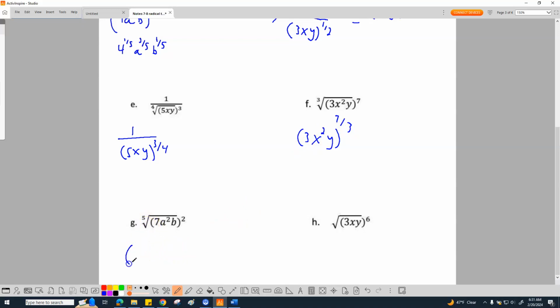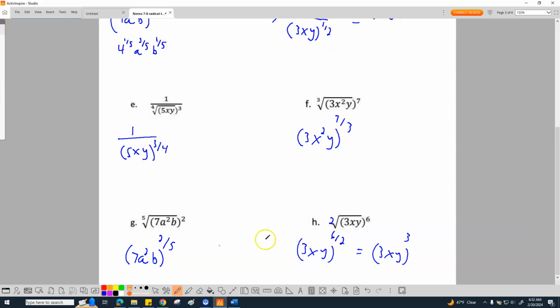So now here we go. I'm going to write this one. 7a squared b raised to the power of 2/5. And again, you can expand that if you wanted to. You'd end up with 7 to the 2/5, a to the 4/5, and b to the 2/5. If there's nothing here, there's a 1. Don't forget that. So now I have 3xy raised to the power of 6 over 2. But here's the thing, 6 over 2 reduces, so we're going to have it look like this. And I believe 6 divided by 2 is 3. So it ends up looking like that. And I believe that's the end of example 3.